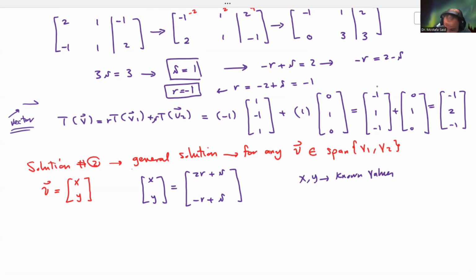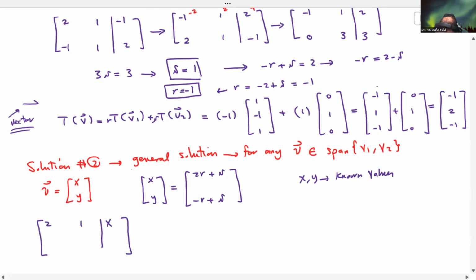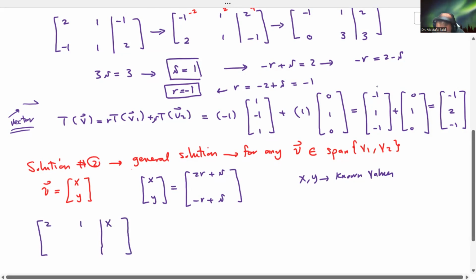So we're gonna solve for R and S in terms of X and Y, assuming that X and Y are known. Okay, that's what I'm gonna do right now. So let's do that. Again, you can use the same Gaussian elimination, very easy. So 2, 1, then X. You will not put a constant value here. Then minus 1, 1, and 1.